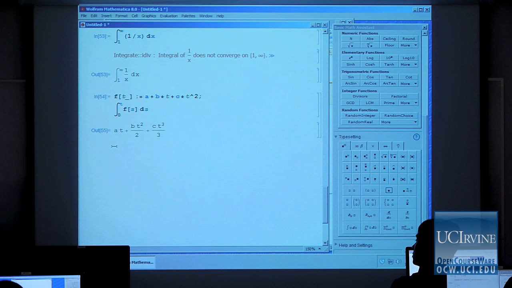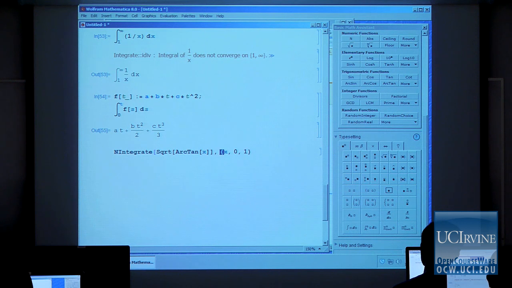Now, how do you actually do that in Mathematica? Well, the command is called NIntegrate for numerical integration. Capital N, capital I, and then you put in your function. So let's go ahead and do that one. Square root of arctangent of x. Okay, and then you have to put in your limits. All right, so this is only good for definite integrals. So let's say we want it for x goes from 0 to 1. Okay, so you get a number.